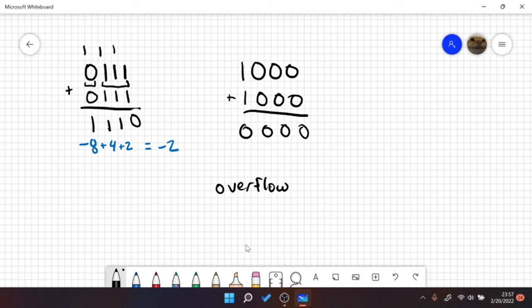One way to detect overflow is when you're adding or subtracting and your two operands have the same signed bit, but you end up with a result whose signed bit is opposite of theirs.